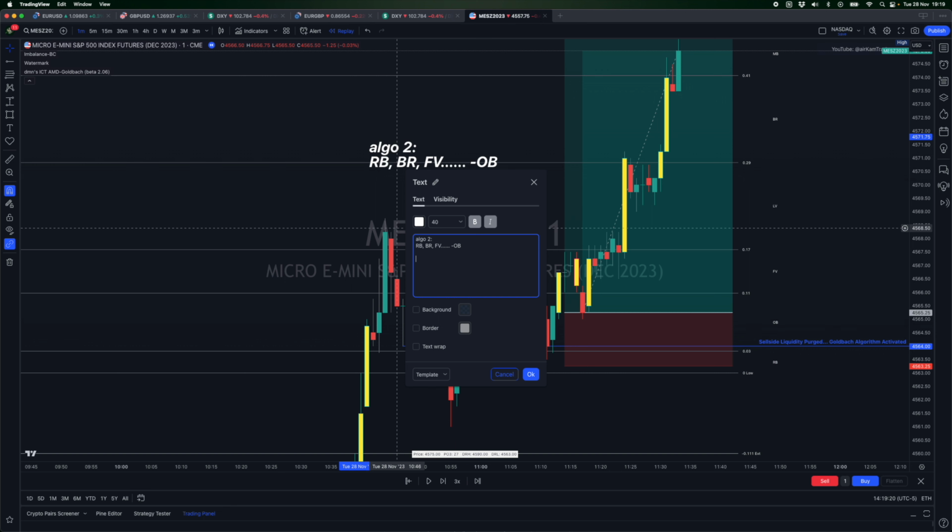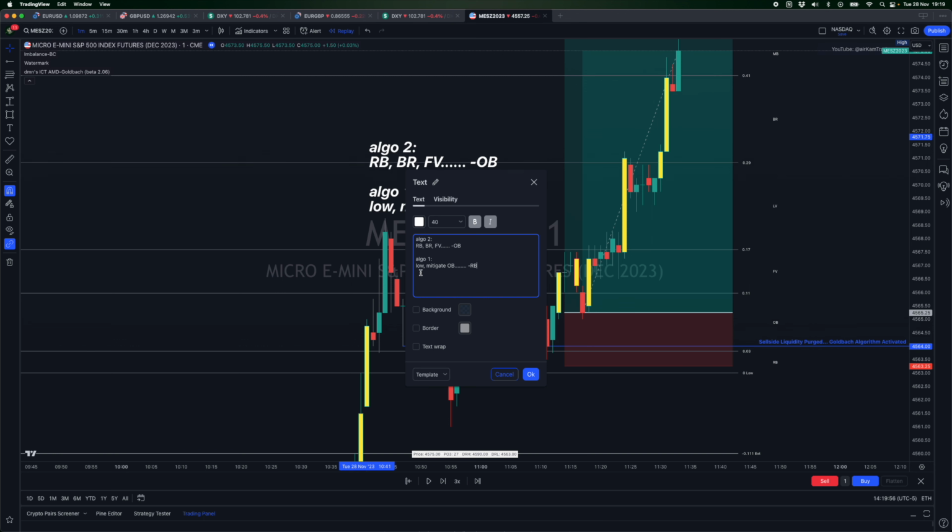Then algo 1 is we start from the low. This is my interpretation of algo 1. This is how I teach it. We then mitigate the order block. And the algorithm TPs at the opposite rejection block. Okay, these are the 2 algorithms, the main entry-level algorithms that you have to know when you are learning Goldbach.